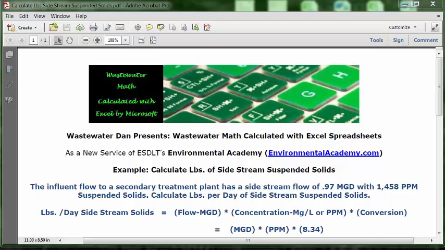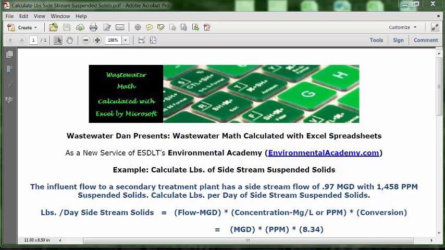So the concentration is given to us in increments of millions as lab results, and the answer needs to be in days. So because of all that, the gallons of water has got to be in increments of millions for a day. So we call that million gallons per day, MGD. And it just so happens that the flow is given to us in the problem as MGD.